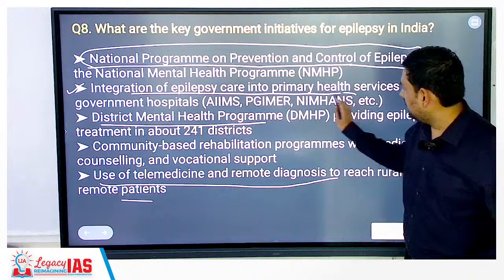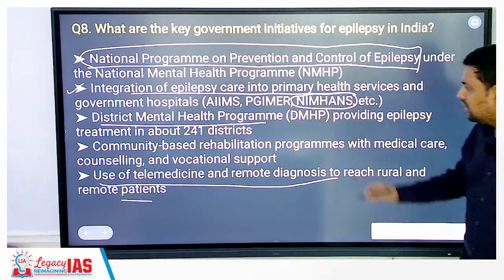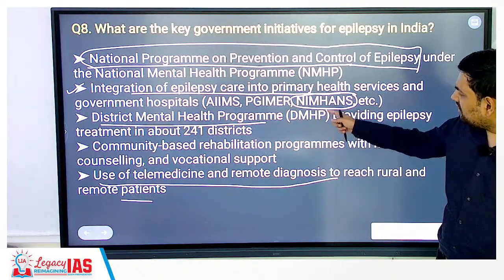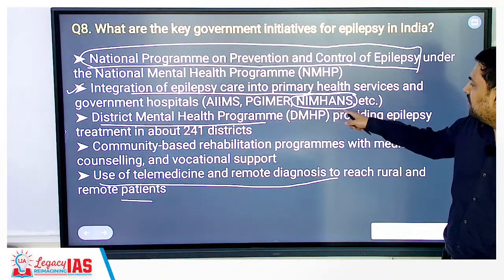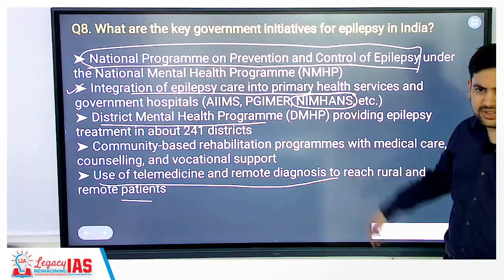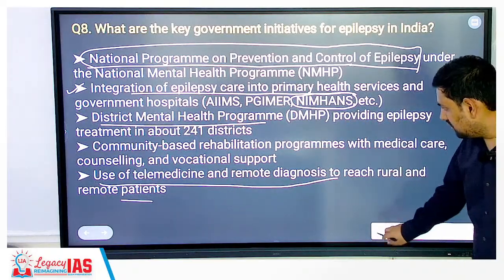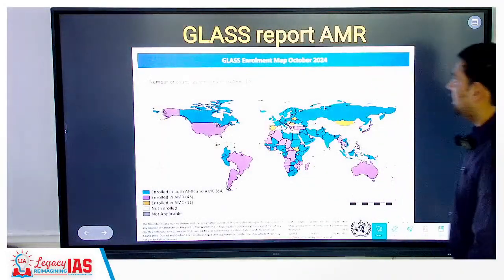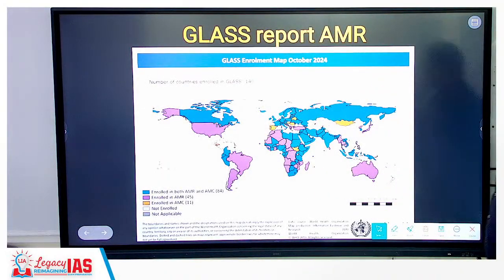Yeah, this institution I was talking about, NIMHANS, National Institute on Mental Health and Neurological, something like this. Then Bacteriological sciences, yes. Last is this GLASS report on AMR.